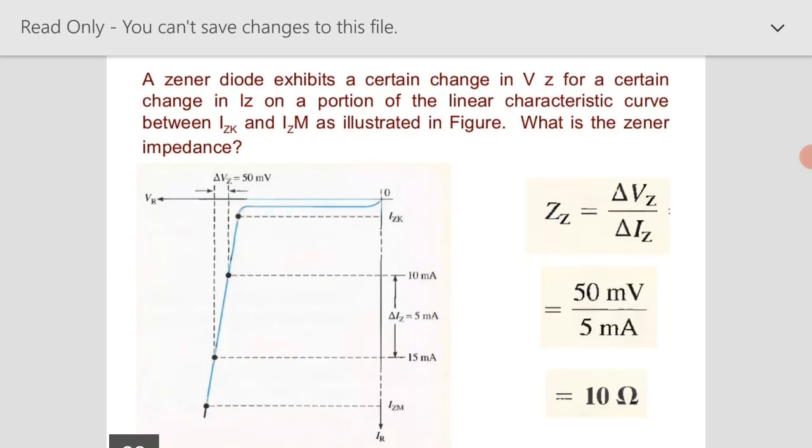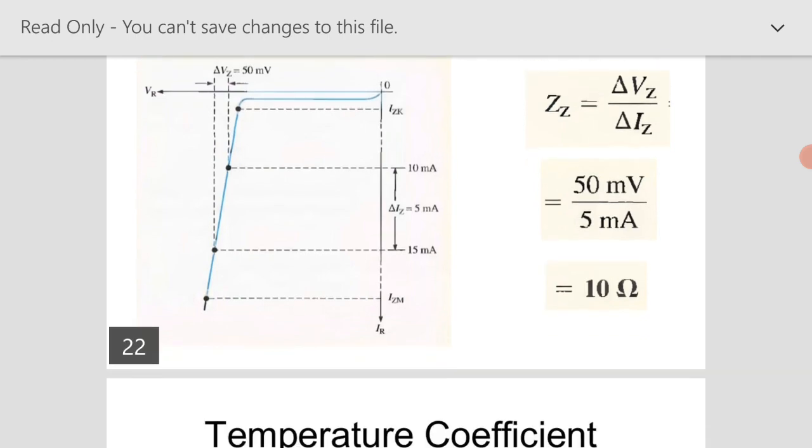A Zener diode exhibits a certain change in Vz for a certain change in Iz on a portion of the linear characteristics curve between Izk and Izm. The Zener diode impedance Zz is equal to del Vz upon del Iz, is equal to 50 millivolt upon 5 mA, is equal to 10 ohm.